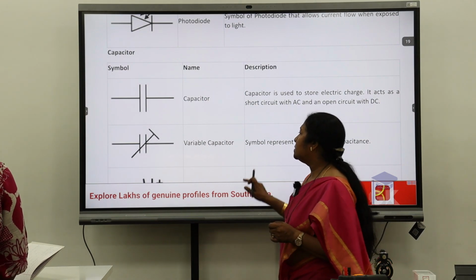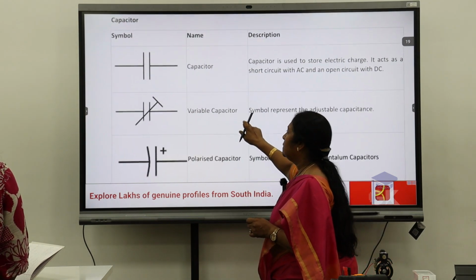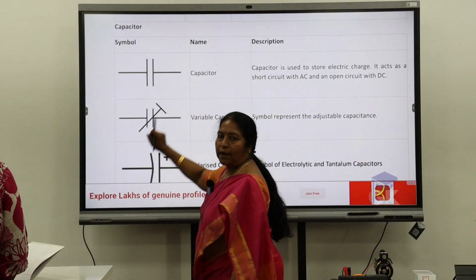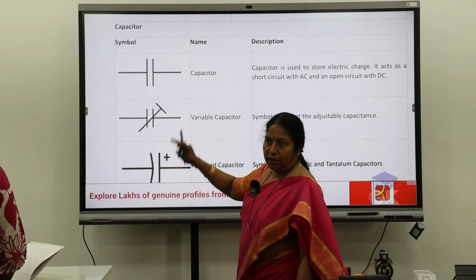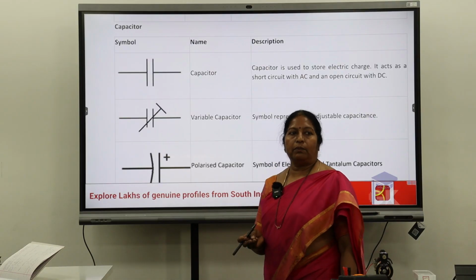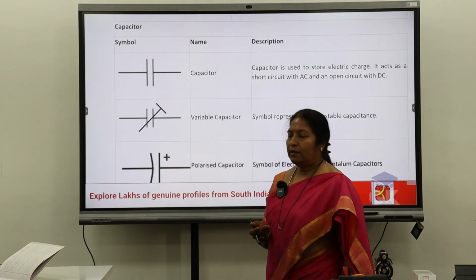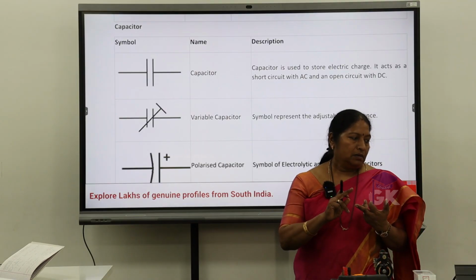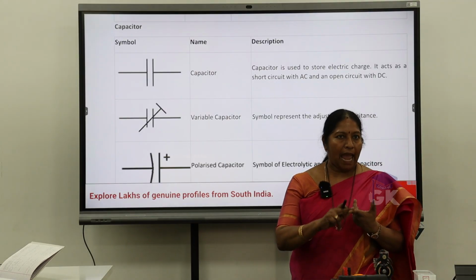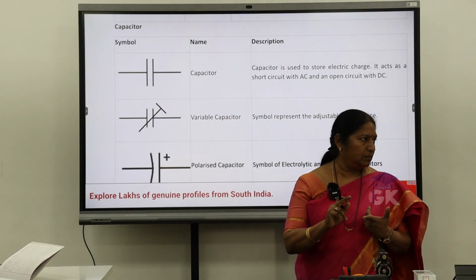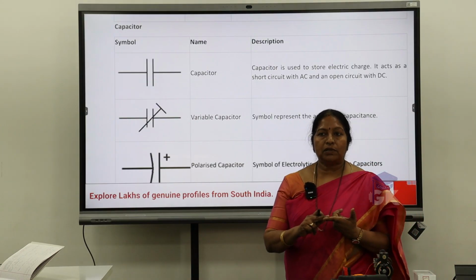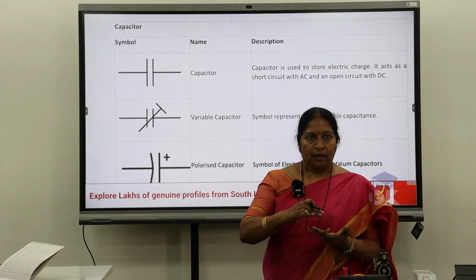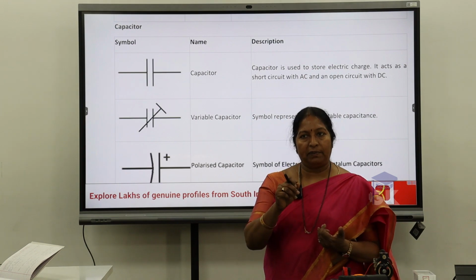Another one is variable capacitors. So how do you represent it? The same capacitor symbol with an arrow in between represents a variable capacitor. This is the symbol for a variable capacitor. Which are the variable capacitors? Trimmer capacitors and gang capacitors. Gang capacitor has so many plates. In a trimmer capacitor, only two plates will be there, imagine.